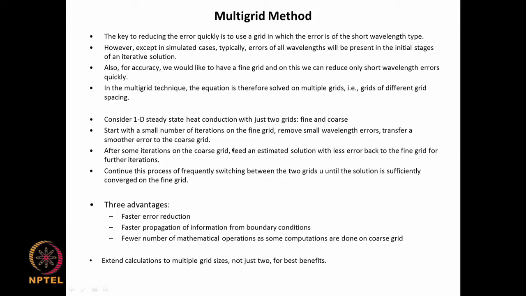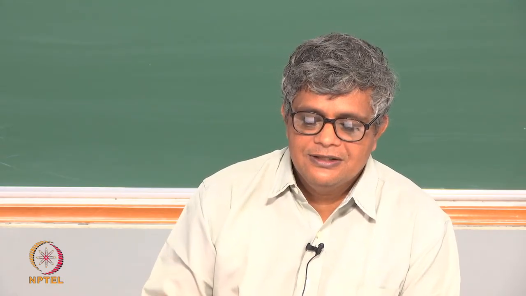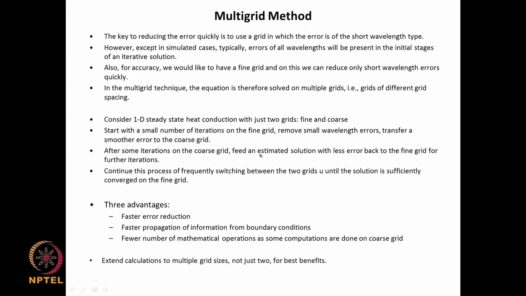So, from this error you estimate what would be the true solution, and then you give this estimated solution back to the fine grid. So you feed an estimated solution with less error back to the fine grid for further iterations. And in the estimation process you have also introduced some small wavelength errors; you damp them out, reduce the error, and then bring it back to the coarse grid. So, you continue this process, frequently switching between the two grids, until the solution is sufficiently converged on the fine grid.